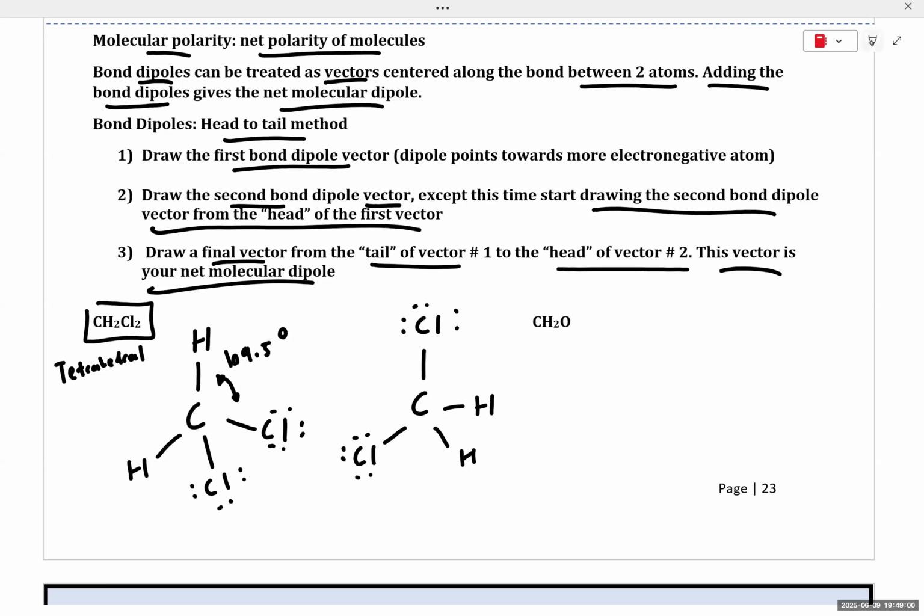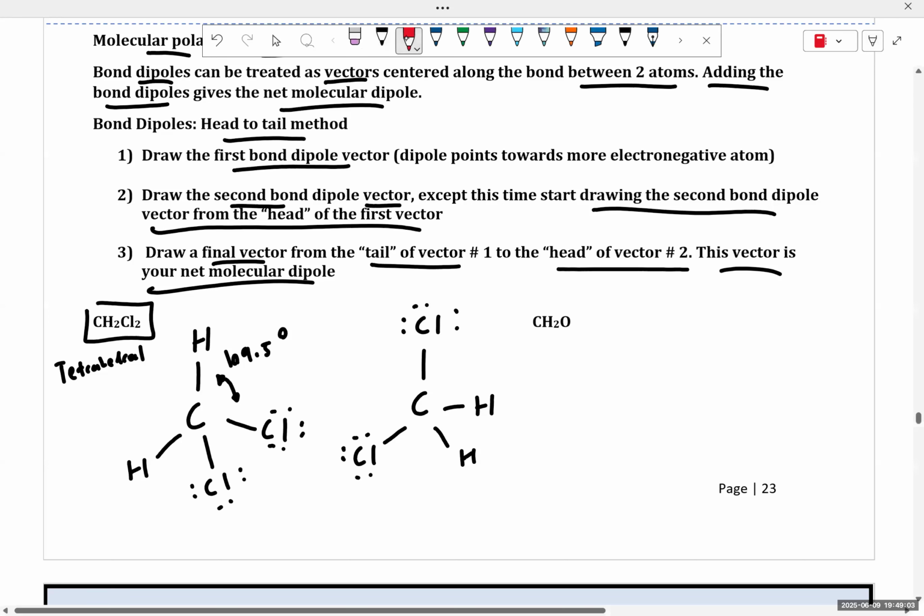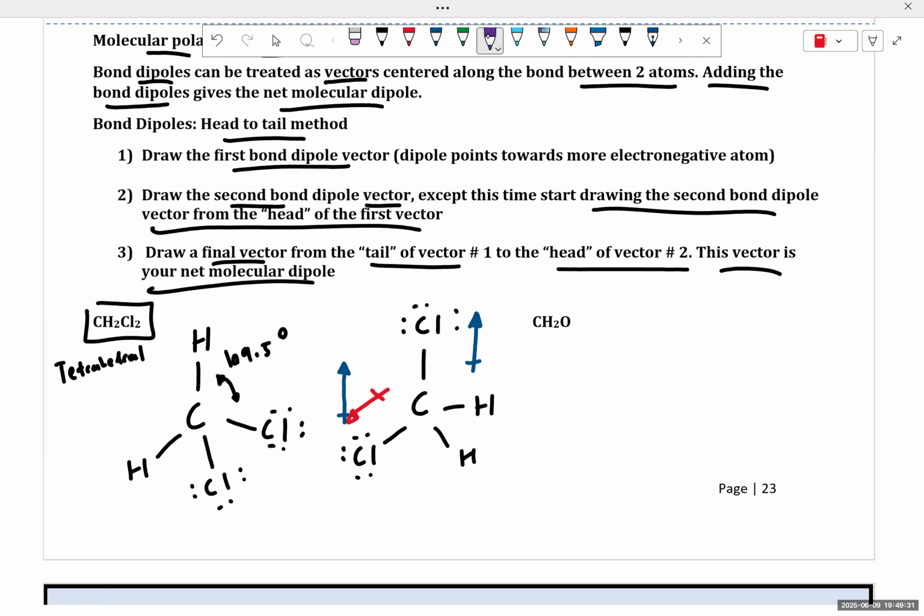Okay, so first and foremost, let's now draw out our 2 bond dipoles. So here's our first bond dipole, here's the second bond dipole. Now, if I want to get my net molecular dipole, I take my first dipole arrow and then I draw the second dipole arrow from the head of the first. See how I connected my 2 dipole arrows? Now, if I want the net dipole, I just draw an arrow from the tail of the first to the head of the last. So this is our net dipole.